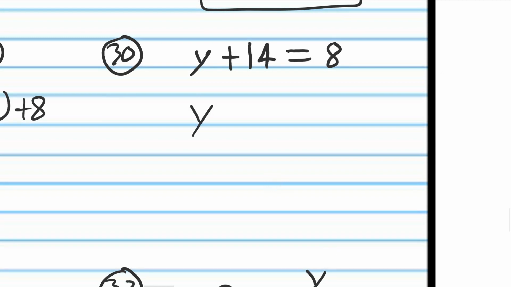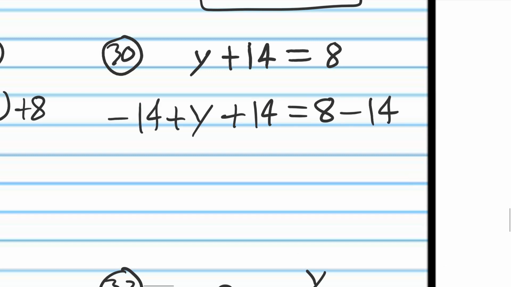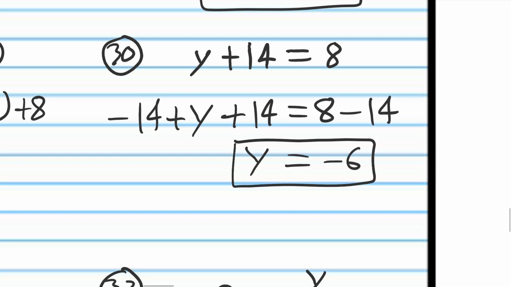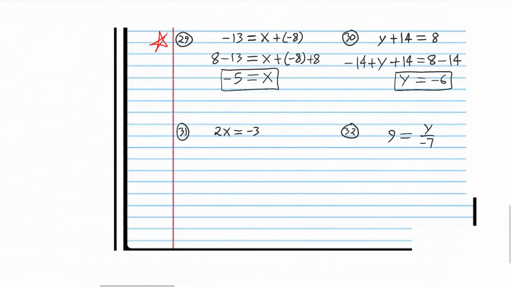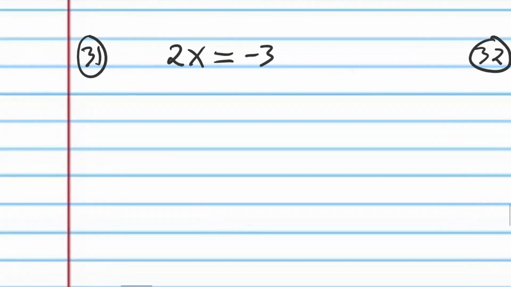All right, we're back. So we have to subtract 14 from both sides. Fourteens cancel out on the left side, and you're left with negative 6 on the right side. So if you got negative 6, good job. All right, try 31, and when you come back, we'll do it together.